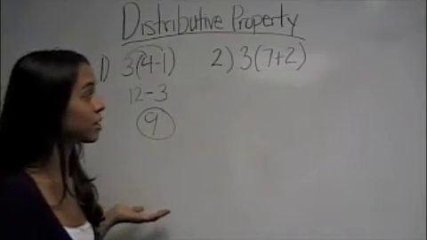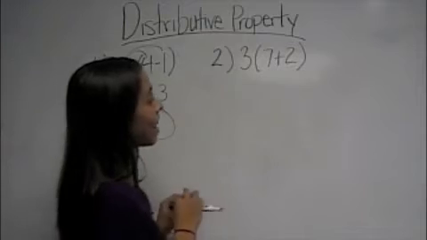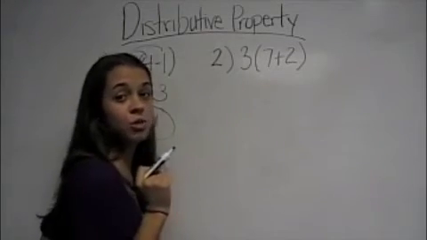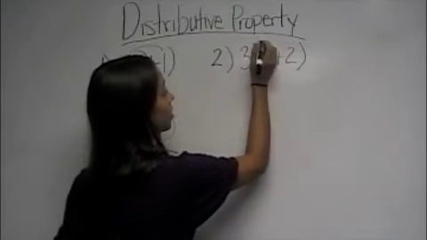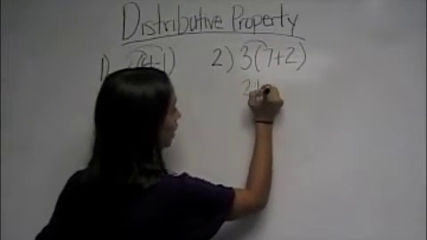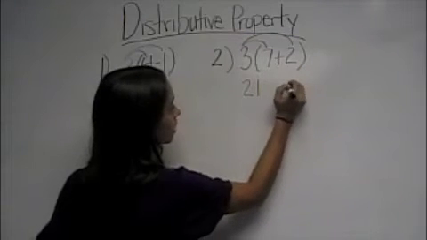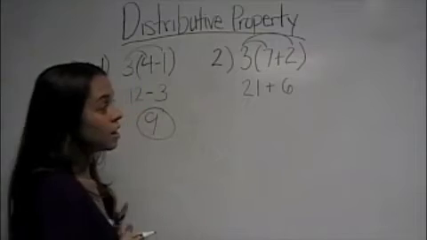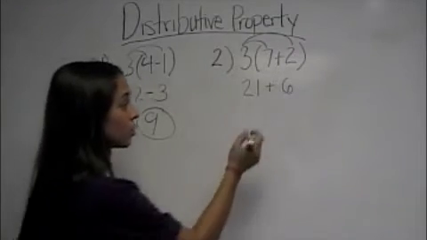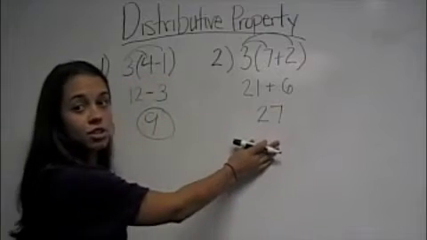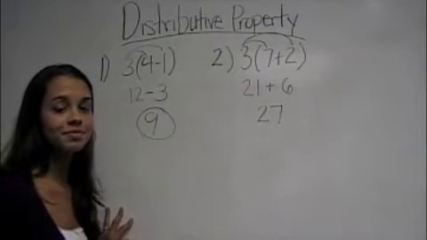Let's move on to number 2. We have 3 outside the parentheses again and 7 plus 2 inside. Let's distribute our 3. 3 times 7 is 21. 3 times 2 is 6. Bring down our plus. 21 plus 6 equals 27. And that is our answer to number 2.